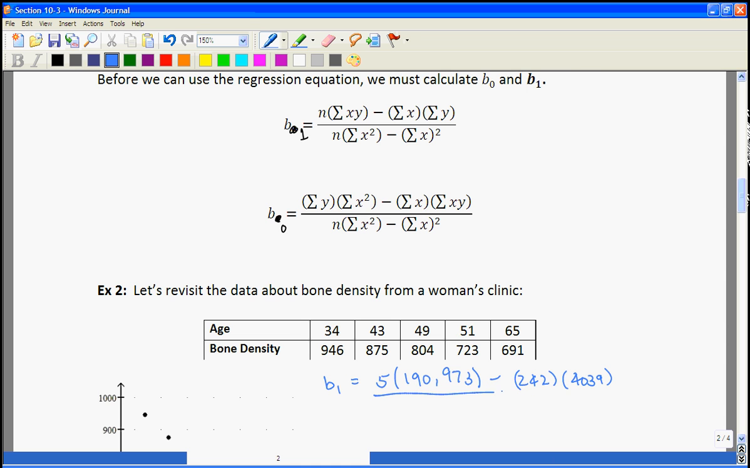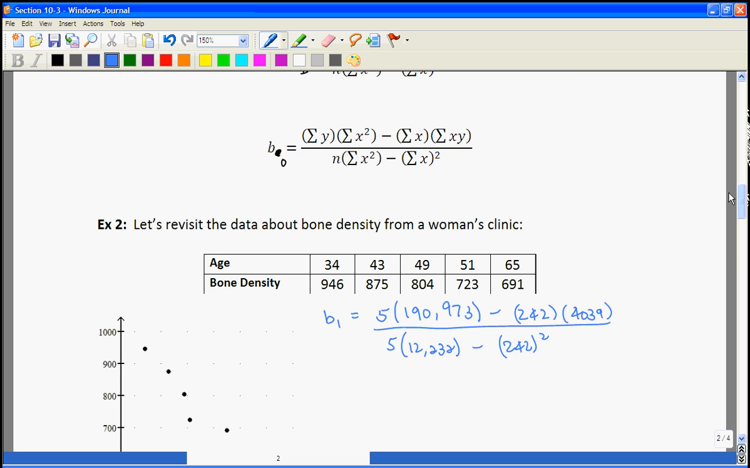All of that over 5 times sum of x squared, that's 12,232, minus sum of x, 242 quantity squared. When you're entering this in your calculator, I would encourage you to put parentheses to isolate the numerator, then divide by, and then do parentheses down here. I know I used a lot of parentheses. You don't necessarily need those, but to distinguish the numerator from the denominator, that should make it come out correctly.